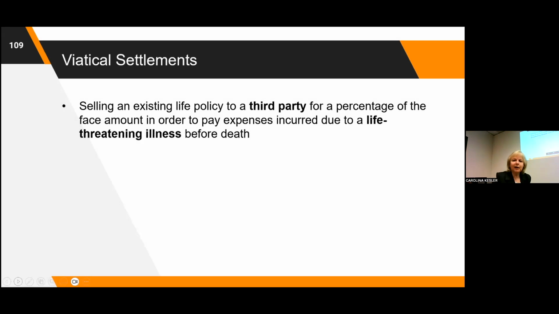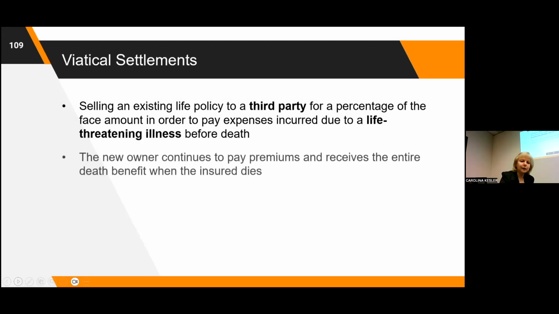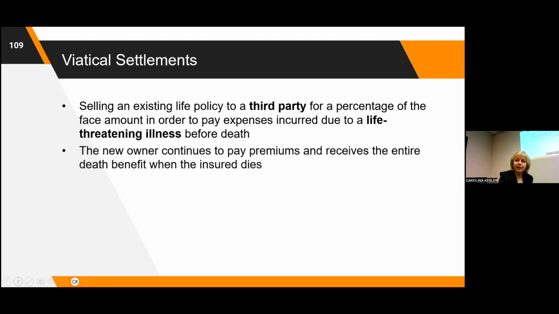Selling an existing life policy to a third party for a percentage of the face amount in order to pay expenses incurred due to a life-threatening illness before death is called a viatical settlement. The new owner continues to pay the premiums and they receive the entire death benefit when the insured dies. So the insured is going to get a percentage of the face amount, usually like 15 or 20% is what I've seen. Some of them will pay more now.